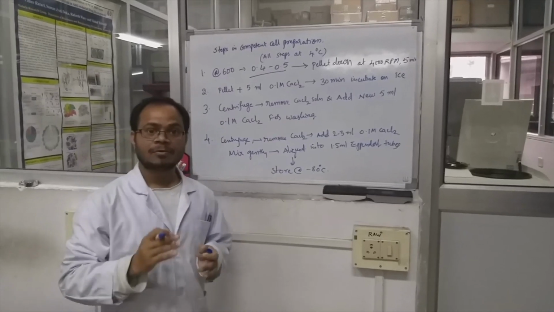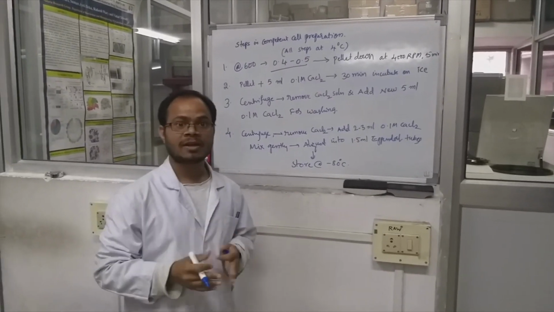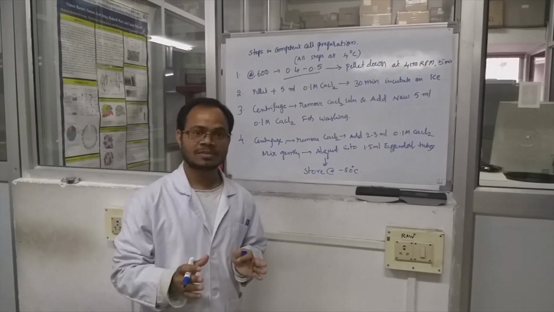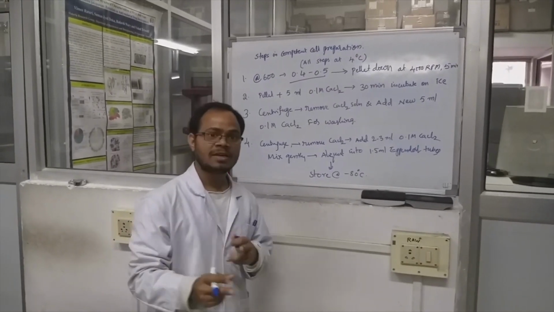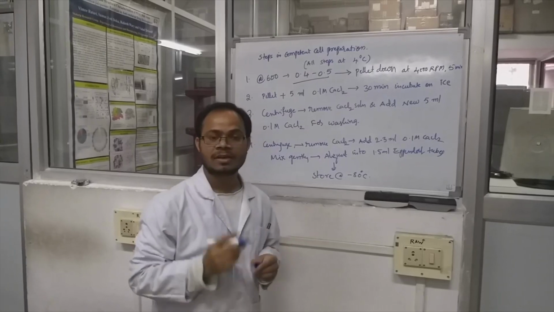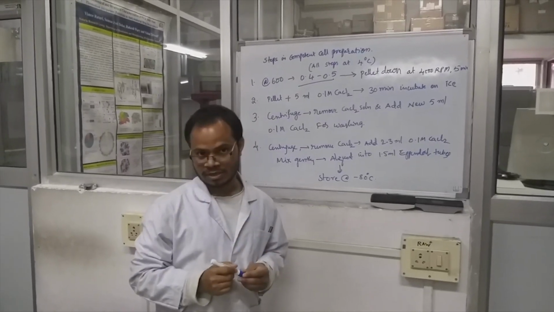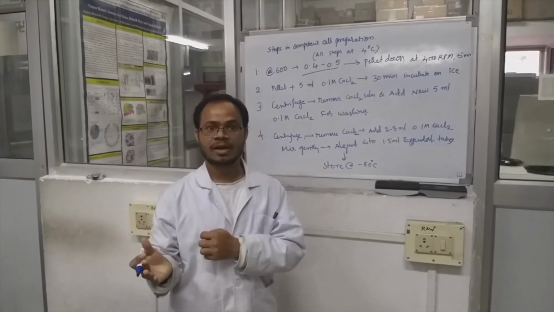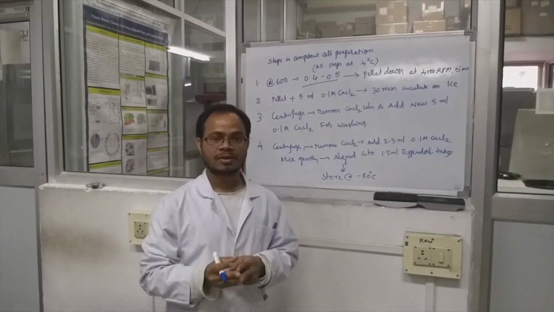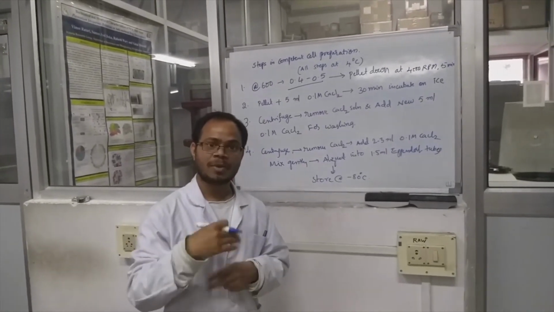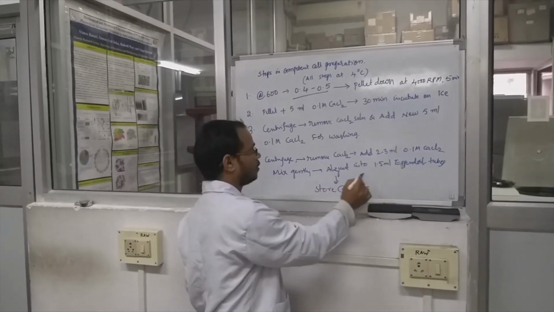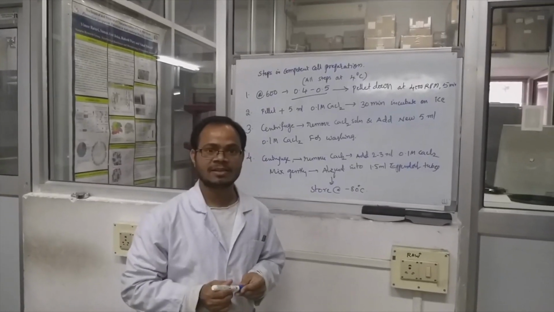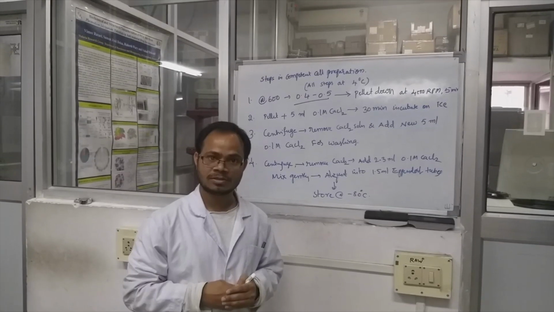The resulting pellet we resuspend in 0.1 molar calcium chloride. We have to keep it on ice for 30 minutes. Again we centrifuge, remove the calcium chloride solution and add fresh calcium chloride solution, again 5 ml. Again keep for 20 minutes and centrifuge again. The resulting pellet we resuspend in 0.1 molar calcium chloride and aliquot into 1.5 ml Eppendorf tubes, so they can be stored at -80 degrees Celsius for up to 6 months.